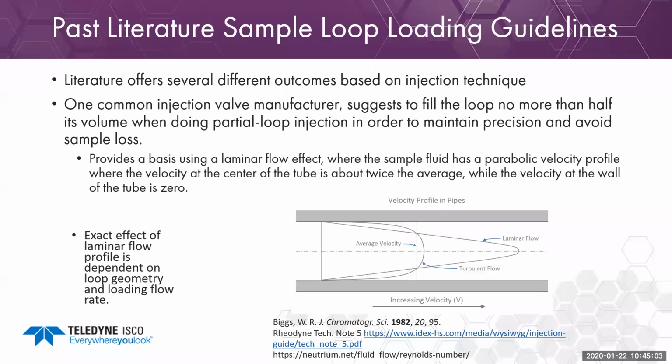Well, the velocity at the wall of the tube is 0, sorry. And the average velocity is in between. So the exact effect on the laminar flow profile is also dependent on the loop geometry and loading flow rate. If you're injecting at slower rates, as with our auto injector, we don't see this laminar flow profile. It's not as significant.